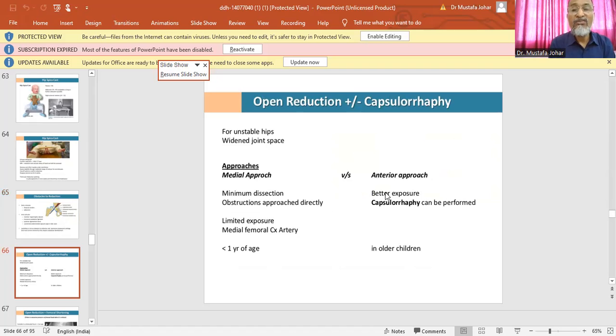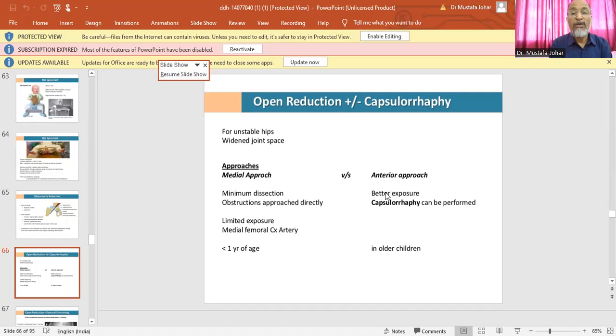Then in certain cases, you may not be able to achieve the closed reduction under anesthesia, and you will not be able to put the head of the femur in. And in those cases which are unstable hips with a widened joint space, the approach may be a medial approach or an anterior approach, but you have to cut the capsule and put the head inside the capsule.